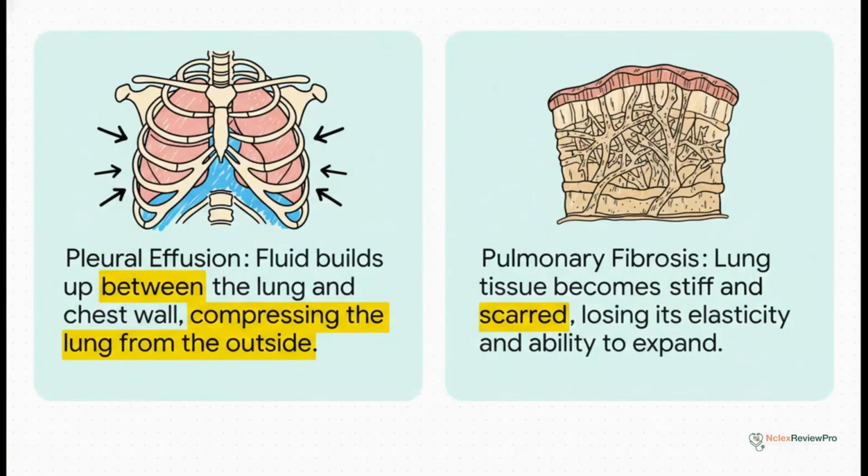And there are other ways lungs get restricted. With a pleural effusion, fluid builds up on the outside of the lung, in that space between the lung and the chest wall, and it physically squeezes it. Then you have something like pulmonary fibrosis, where the lung tissue itself becomes all scarred and stiff. It loses its natural elasticity, its ability to expand. Both are squeezing problems, just with different causes.